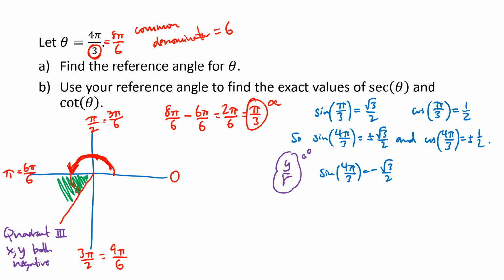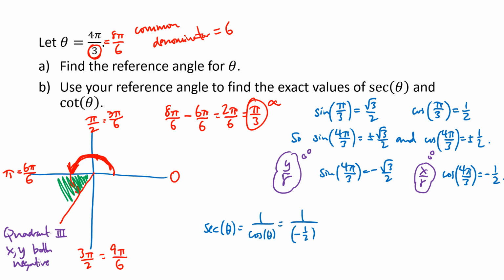And cosine of 4 pi over 3, well, cosine of any angle is going to be x over r. X is negative, so that's a negative divided by a positive. So my cosine of 4 pi over 3 is negative 1/2. But the problem is asking me for secant and cotangent, not sine and cosine. But now I can use my sine and cosine identities to rewrite secant and cotangent in terms of sine and cosine. The secant of this angle theta is 1 divided by the cosine of theta. So that's 1 divided by negative 1/2, which simplifies to be negative 2.